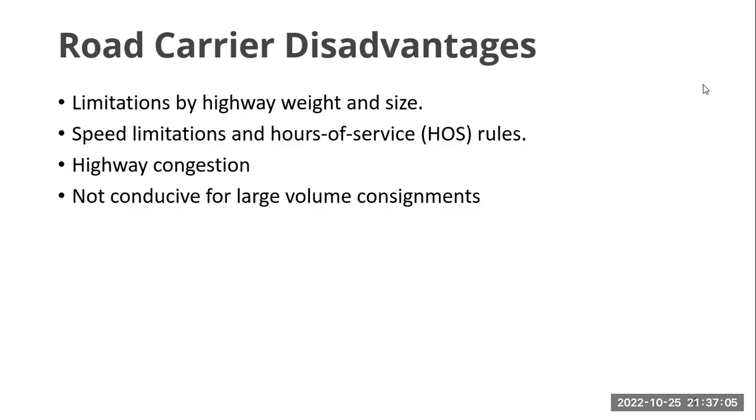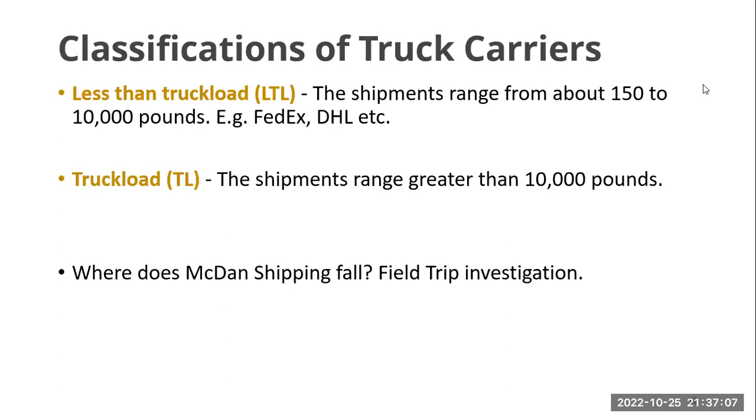They have more capacity than the road transport. So, classification of truck carriers may have what we call the less than truckload, which is about 150 to 10,000 pounds. That's typically for FedEx and DHL. Then we have truckload shipment, which ranges from 1,000 to 10,000 pounds and beyond.